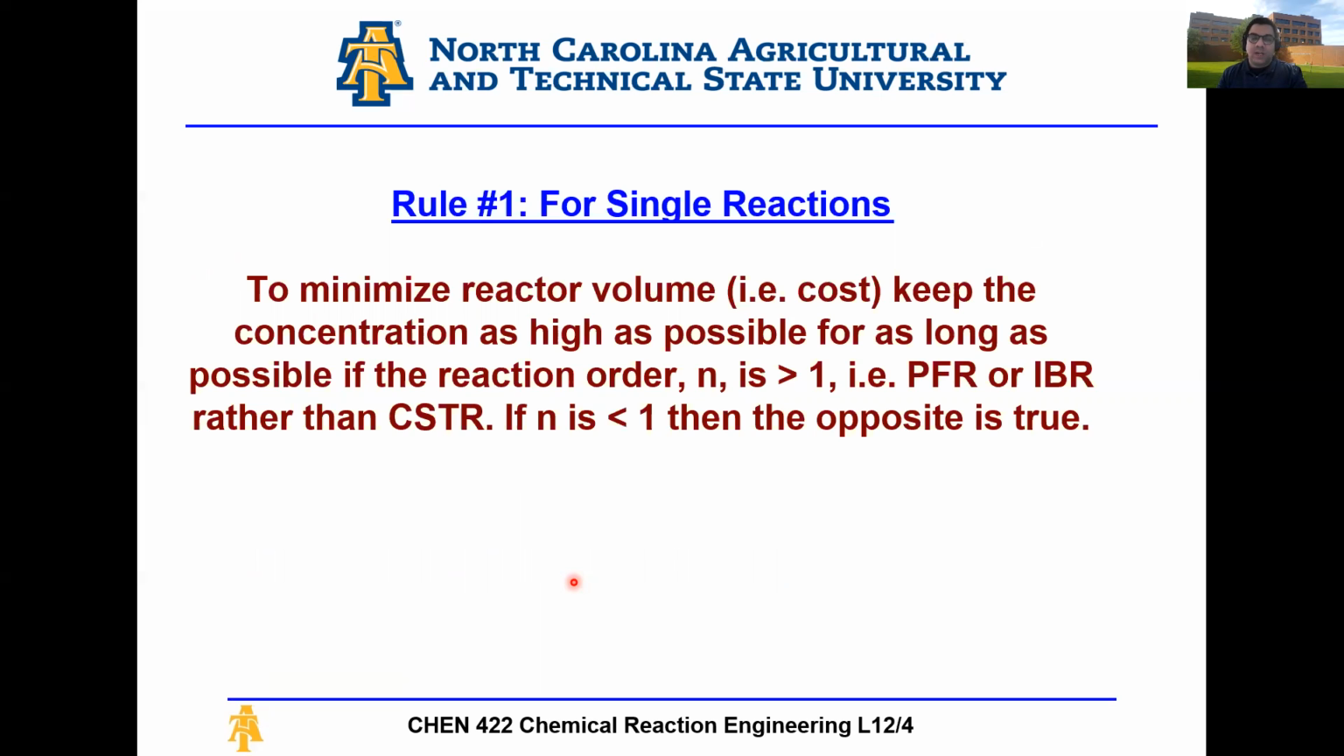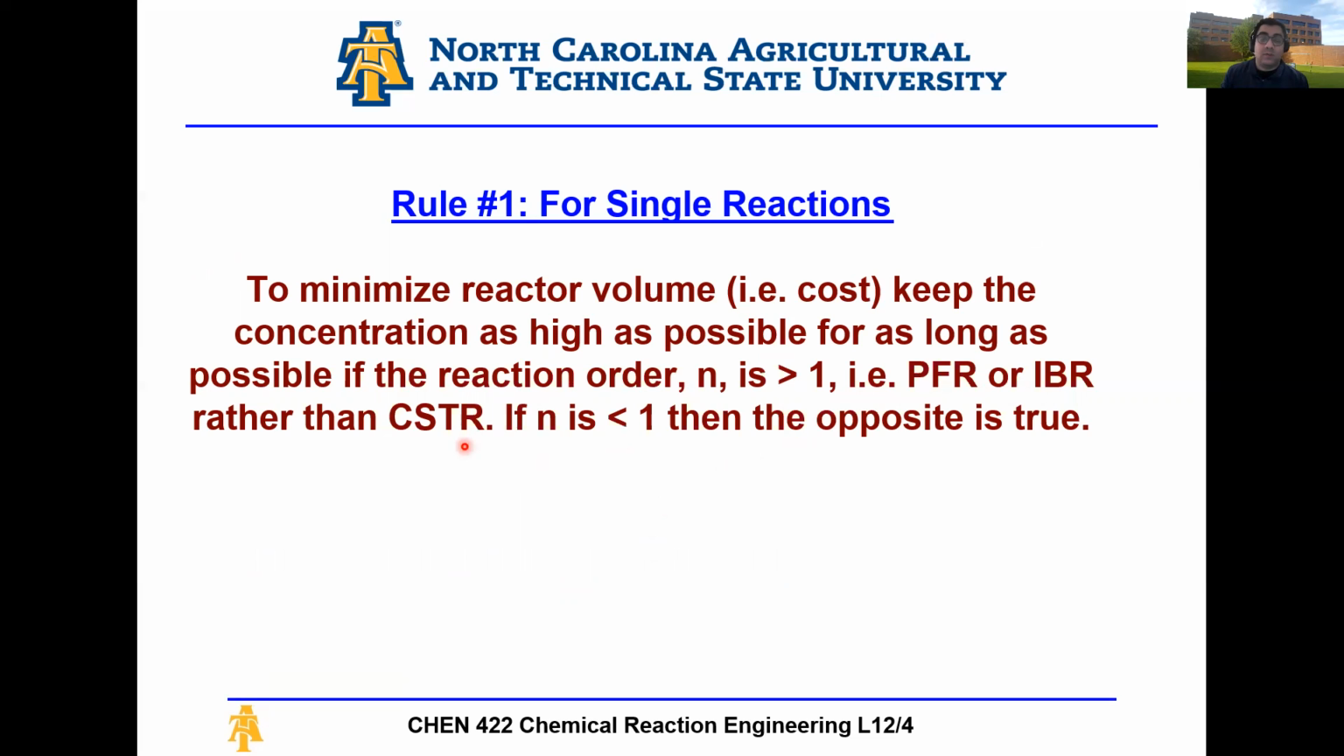So for single reaction, the rule you need to follow is to minimize the reactor volume, which translates to cost, basically. You need to keep the concentration as high as possible for as long as possible if the reaction order is greater than 1. However, if the reaction order is less than 1, then the opposite is true, right? So if your reaction order is larger than 1, you want to use either a plug flow reactor or an ideal batch reactor. If your reaction order is less than 1, then you want to use a CSTR.